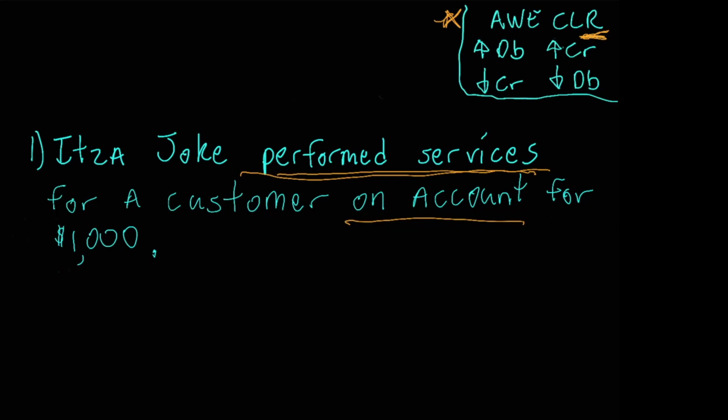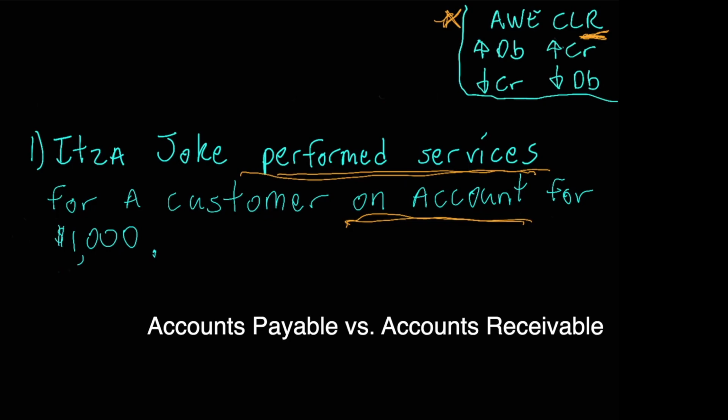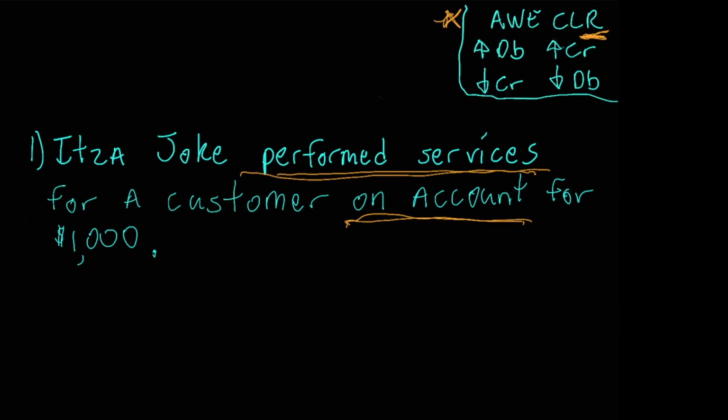Now, the next set of keywords says that it was on an account. The services were provided on an account. So, gang, anytime you see the word account, two accounts should pop in your head. Either accounts payable or accounts receivable. But they're slightly different and very easy to understand.